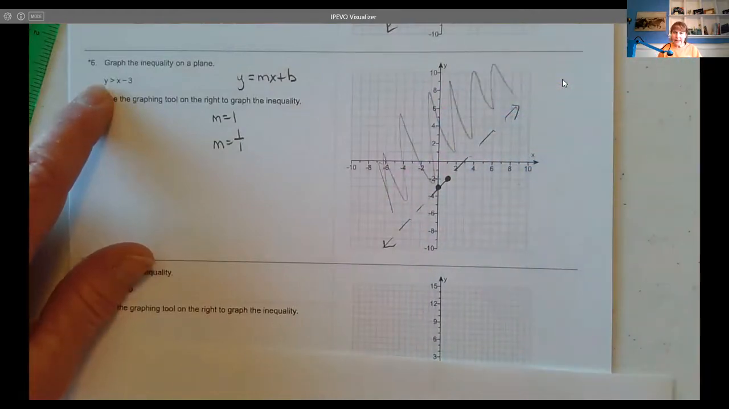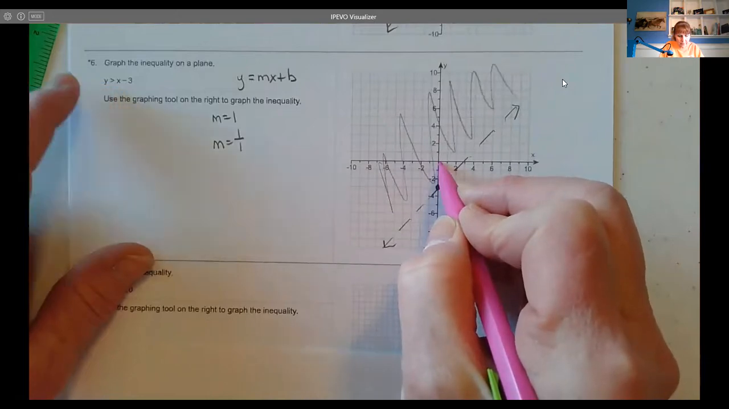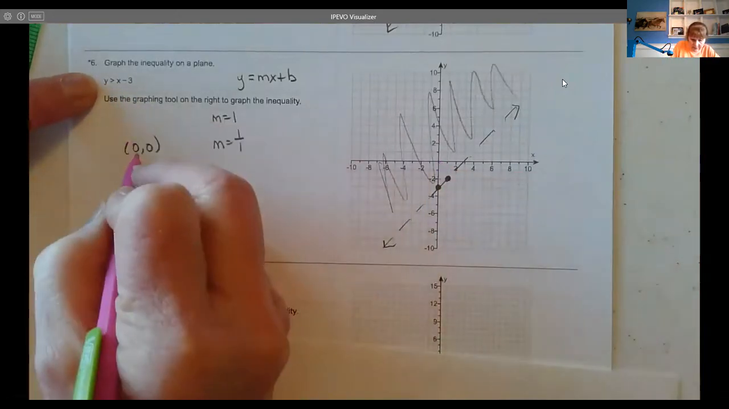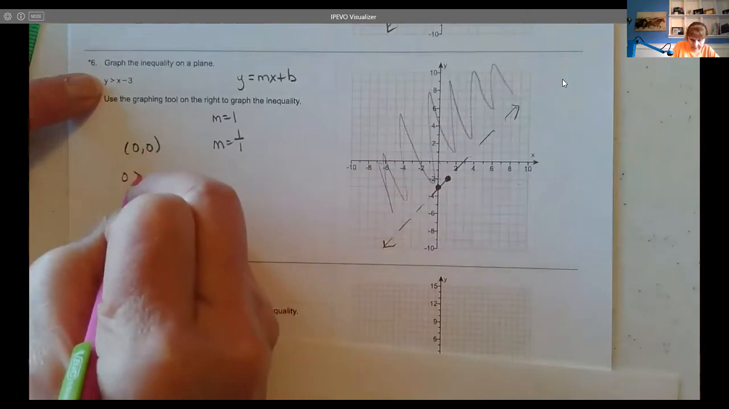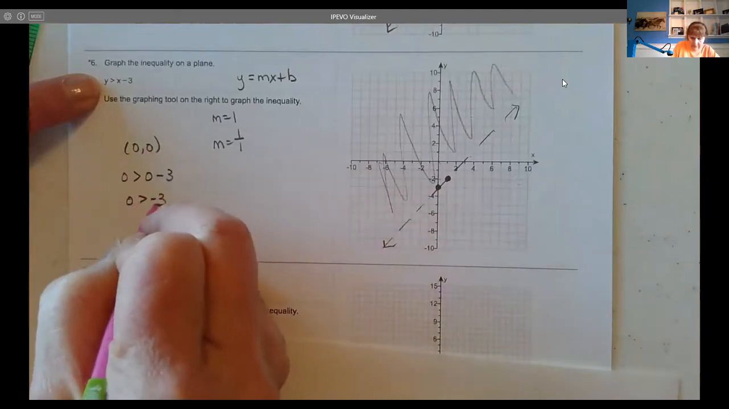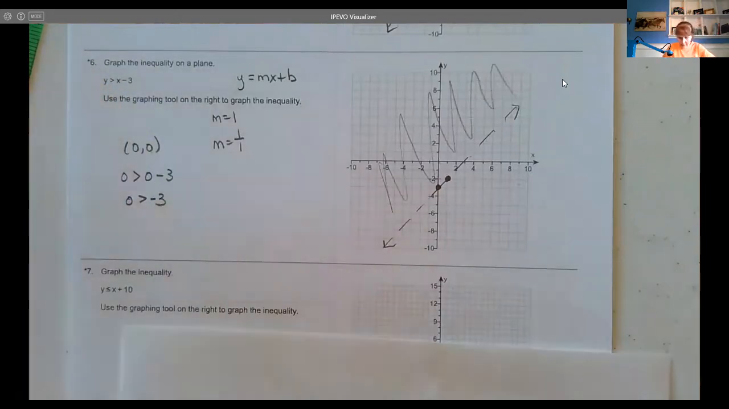If you're in doubt, pick a point like 0, 0 and see if it works. So we're going to put 0, 0 in and see if it's true. The y is 0 and the x is 0. Is 0 greater than -3? You bet it is. So it's true. You're good. All right. Let's look at another one.